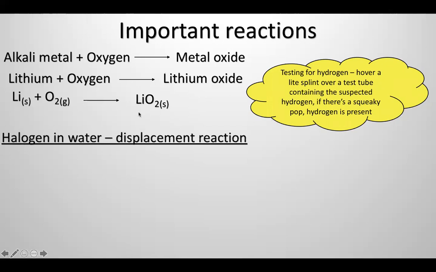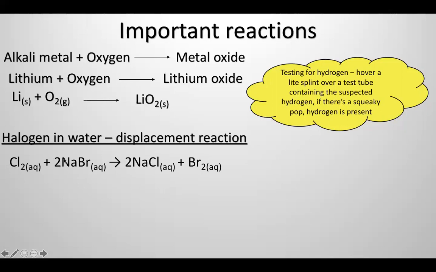Halogen in water, so displacement reaction. Okay, so your halogen, chlorine, bivalent, all halogens are bivalent, Cl2, and it's in water, so aq, aqueous, plus sodium bromide, okay, would give you sodium chloride. This is your salt, and then you also get bromine.